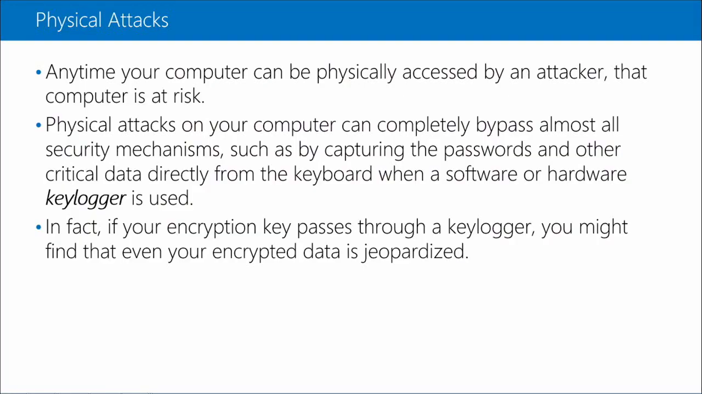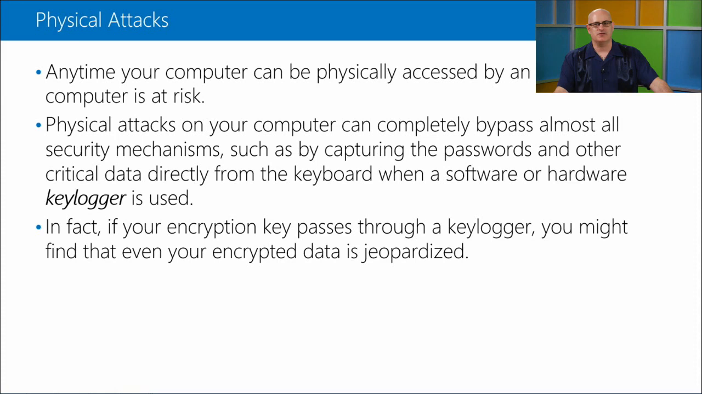So physical attacks. We're not talking about somebody all ninja style jumping out and beating on your computer. Anytime your computer can be physically attacked or physically accessed by an attacker, that computer's at risk. They can bypass any form of network security, and now they have local access. Local access could include things like a keylogger, where they install a keylogger on your system. Basically, anything that you type on the computer is buffered into a file, at which point the attacker can come by at a later time and get that file from you.